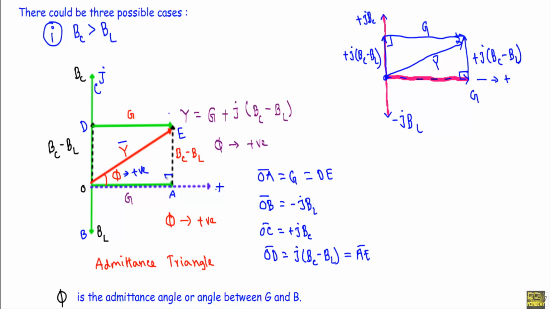Now see, this is a 90-degree angle, this is another 90-degree angle. You will see this ODE will indicate an admittance triangle, and this OAE will indicate another admittance triangle. Sorry, phi is the angle between the real axis and the admittance.